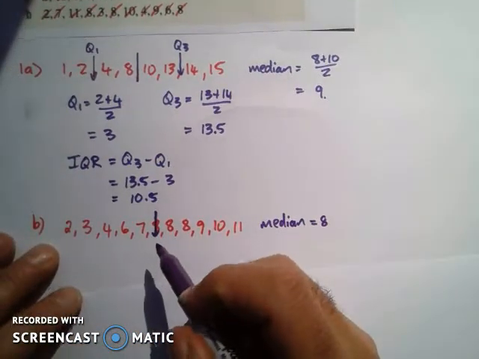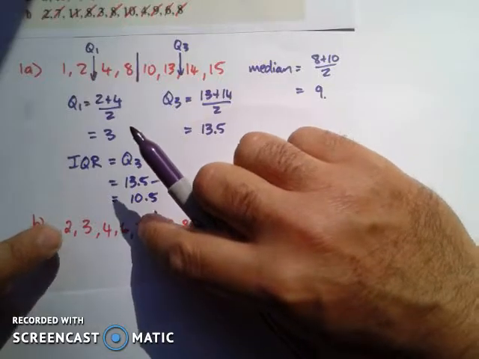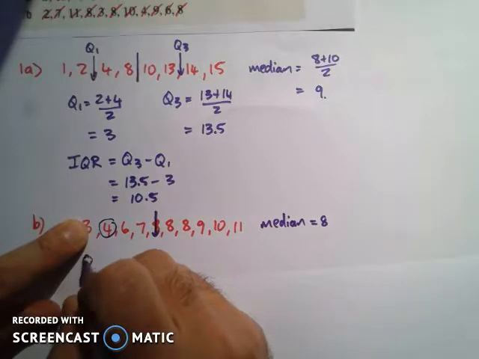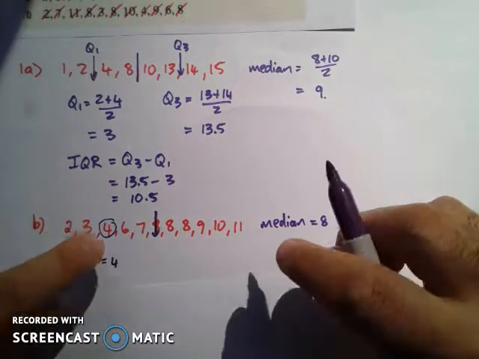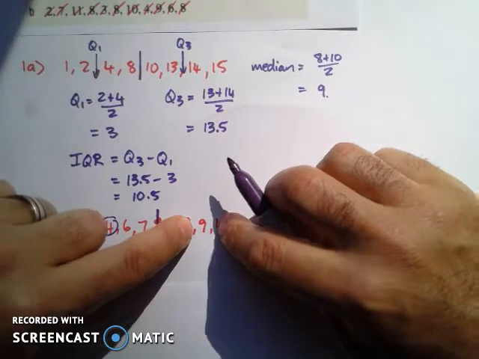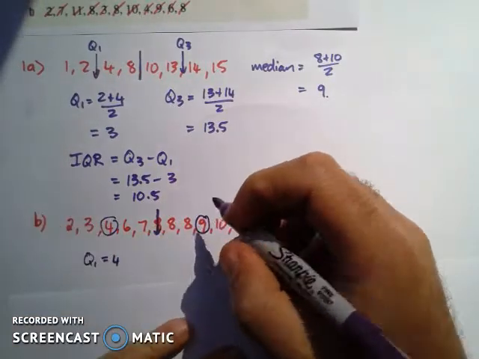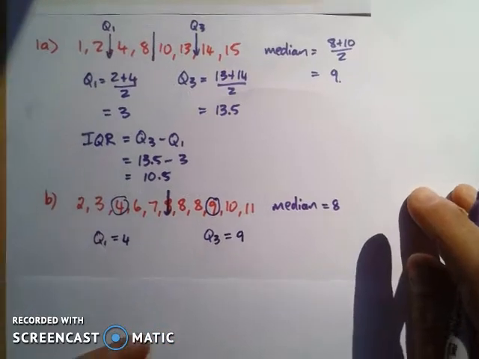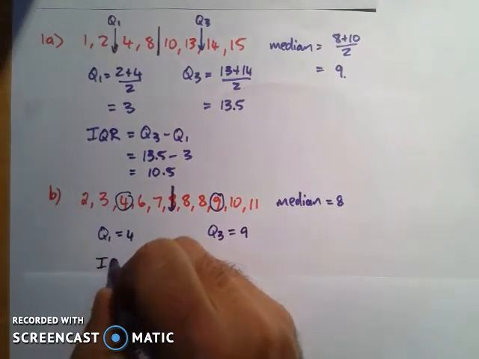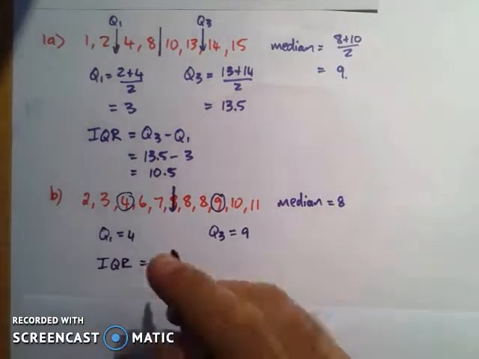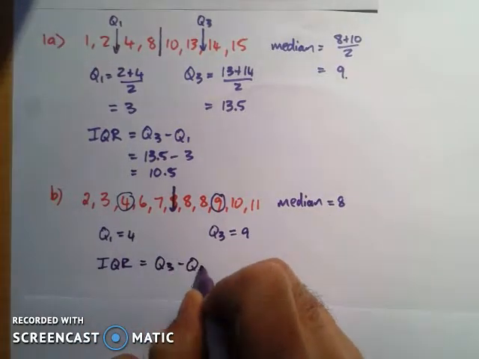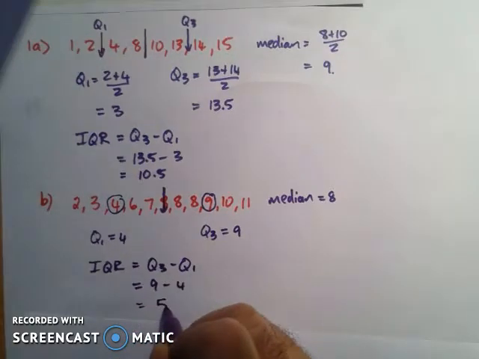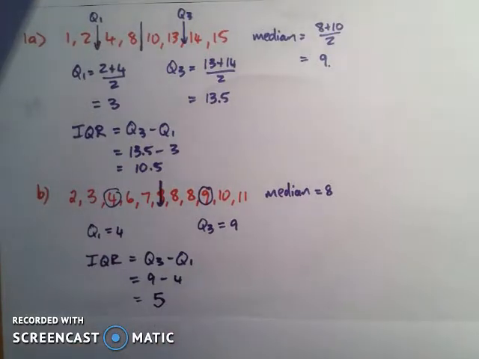So my lower quartile will be the middle of the bottom half. There, there. Oh, it's 4. So Q1 equals 4. For the top half, it will be there, there. That's the middle. So Q3 equals 9. So if they ask us what's the interquartile range, IQR equals, always write the formula, Q3 minus Q1. That equals 9 minus 4. So the interquartile range will be 5.